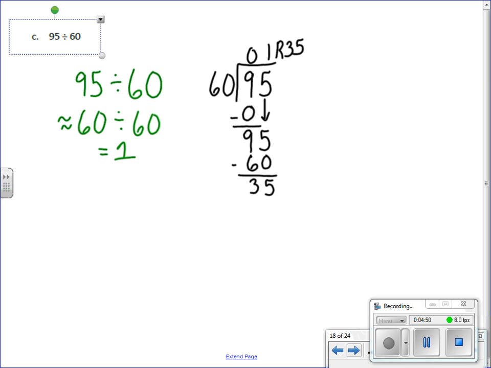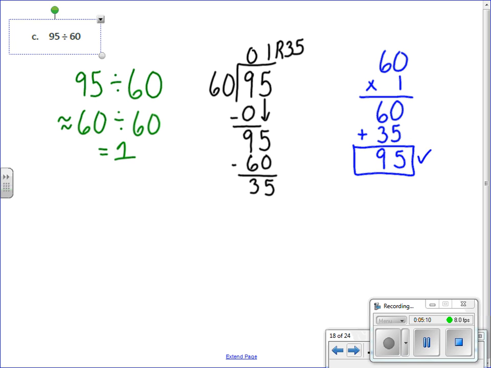So now we're going to go through and check it. We're going to start with our divisor of 60. We're going to times that by 1. It's an easy one, hopefully. 60 times 1 is 60. And then we're going to add on our remainder of 35. And we get 95. That is the same dividend, so we know we did that one correctly. Should be getting a little bit easier for you.